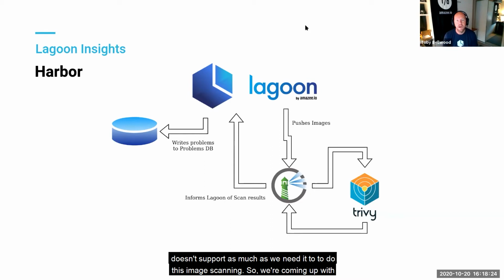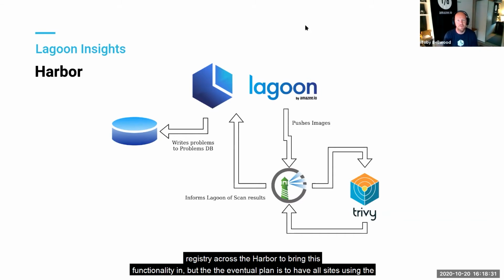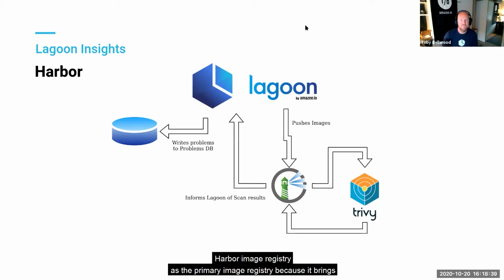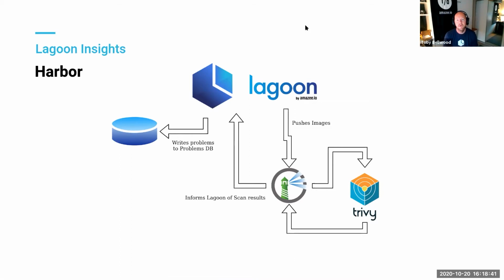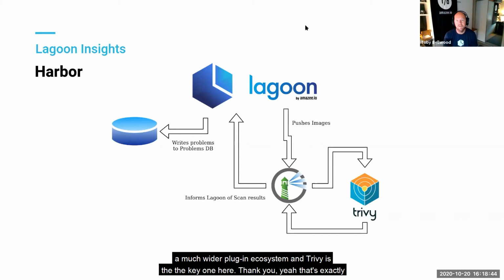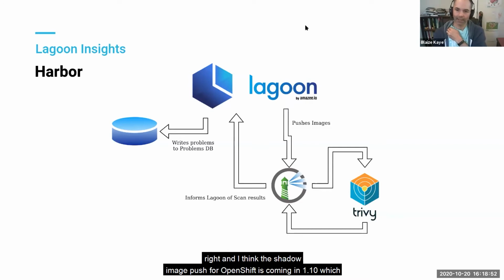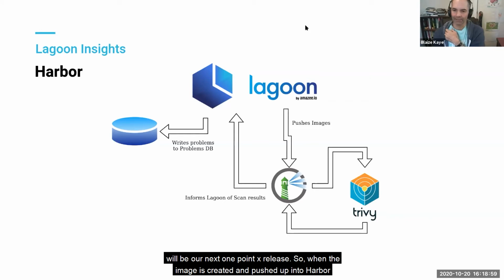So we're coming up with a way of doing a sort of a shadow copy of an image from the OpenShift registry across to Harbor to bring this functionality in. But the eventual plan is to have all sites using the Harbor image registry as the primary image registry, because it brings a much wider plugin ecosystem, and Trivy is the key one here. Yeah, that's exactly right. And I think the shadow image push for OpenShift is coming in 1.10, which will be our next 1.x release.